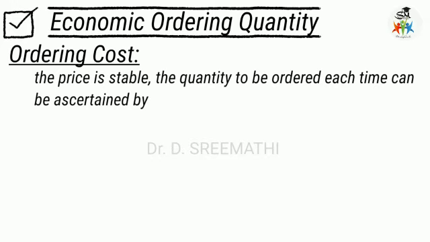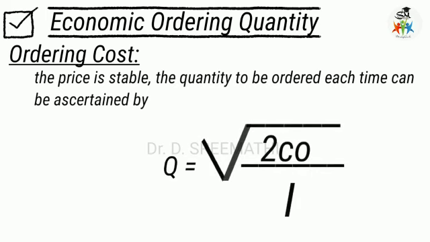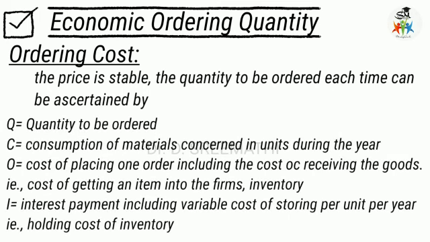So what is economic ordering quantity? That could be analyzed with a formula: Q equals square root of 2CO divided by I. Here Q means the quantity to be ordered, and C is the consumption of material concerned in units during 1 year. And O is the cost of placing an order, including the cost of receiving the goods, or the cost of getting an item into the firm's industry.